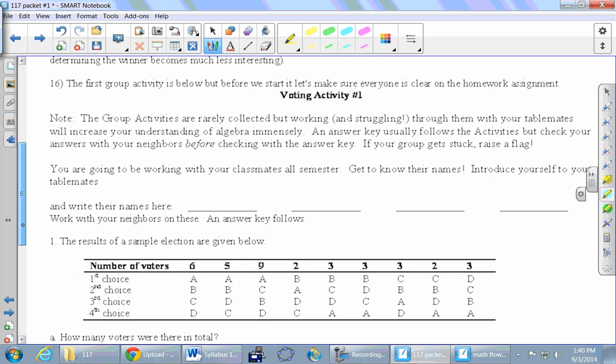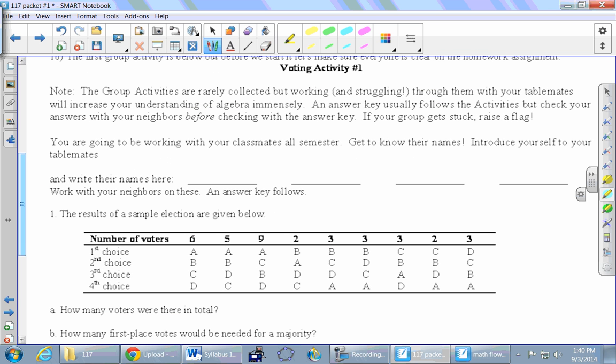Okay, so what you are going to do is this voting activity number one, and you're going to work with your neighbors and start reading here with this note. Let's see how far you can get. Go ahead.